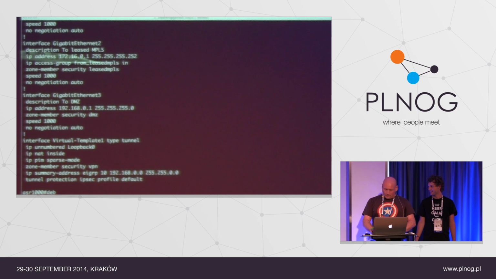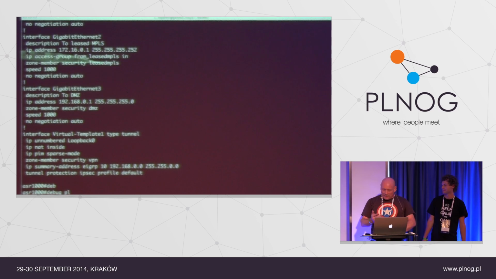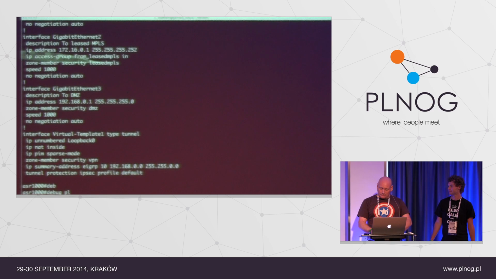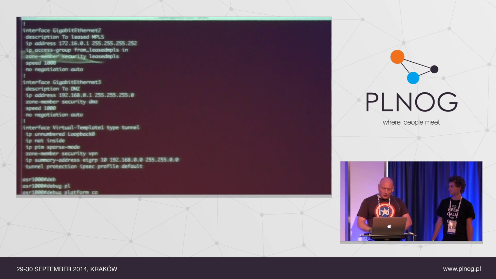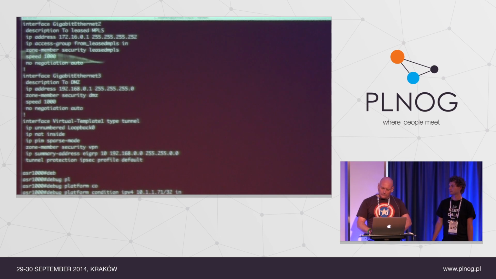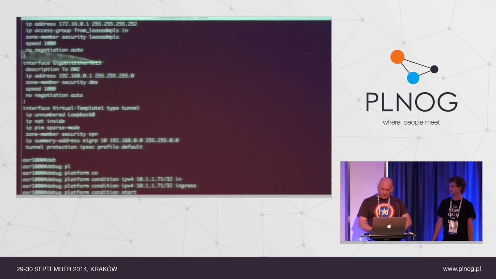Then let's simply start to trace those packets. Well, let's pick around 128 and just enable them.